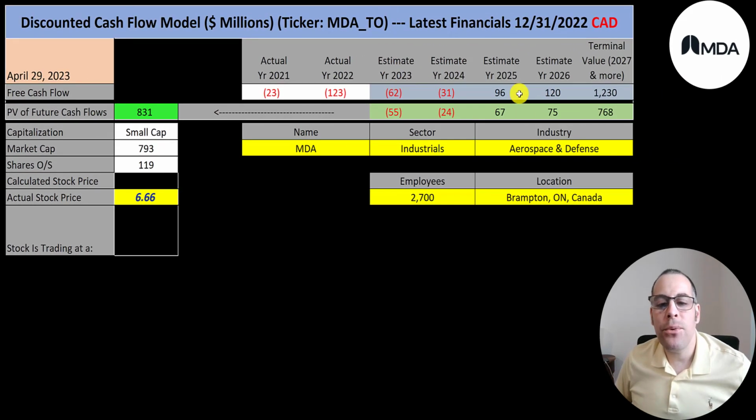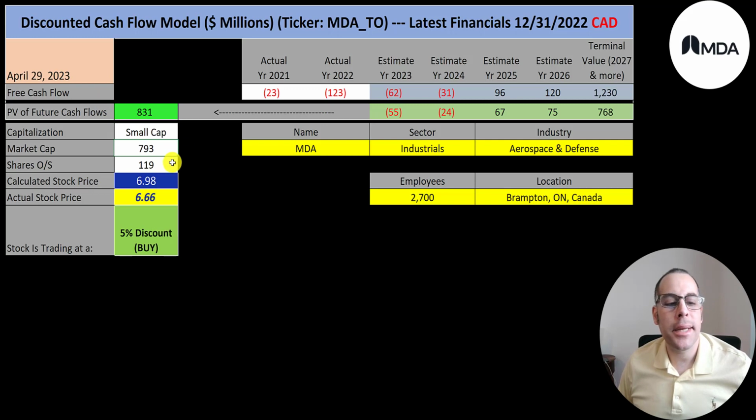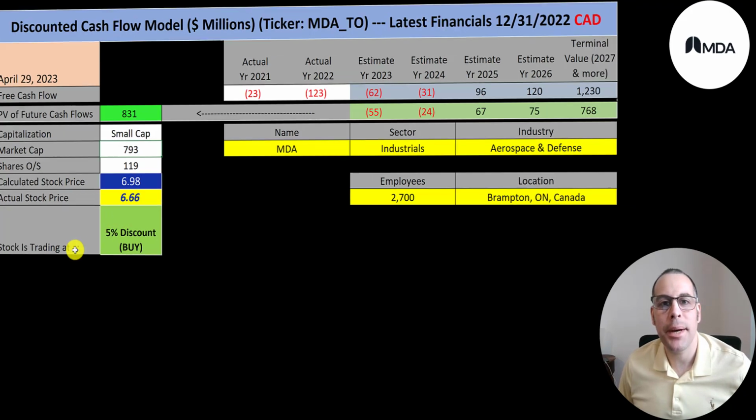We estimated 4 years of future free cash flows. We also estimated a terminal value, which is all cash flows past year 4, that's 1.2 billion. We discounted those numbers back to today using the weighted average cost of capital. We get a value of the company of $830 million. We divide that by 119 million shares. And we get a calculated stock price of $7. They're trading at $6.66, so they're trading at a 5% discount. It's a buy according to the model.